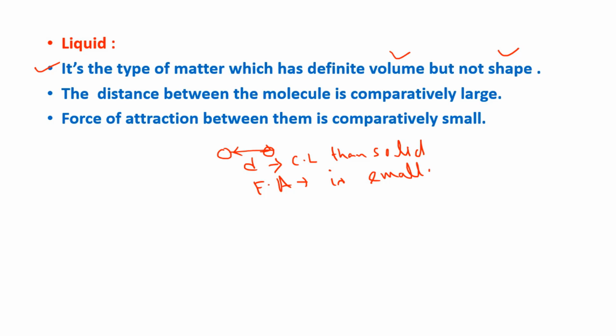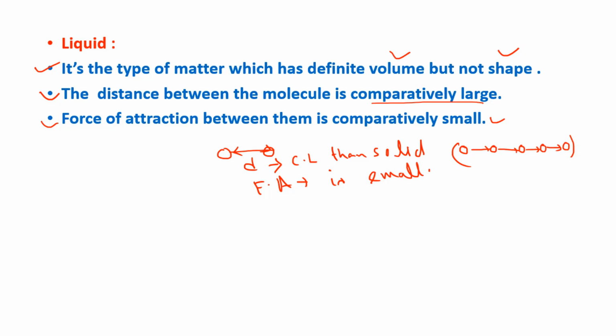If the force of attraction is comparatively small and the distance is comparatively large, what happens? The molecules are just like this, you can see. It means it doesn't have any definite shape, but it has some definite volume. So the second property is that the distance between the molecules is comparatively large, and the third property is that the force of attraction between them is comparatively small. So these are the basic properties of the liquid.